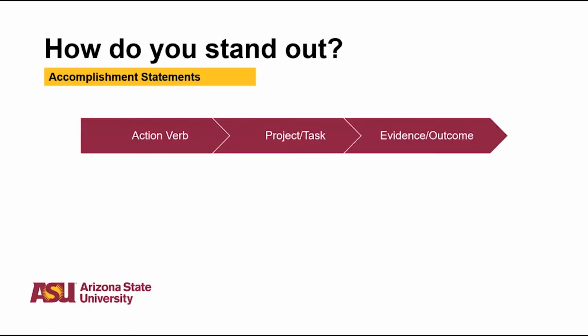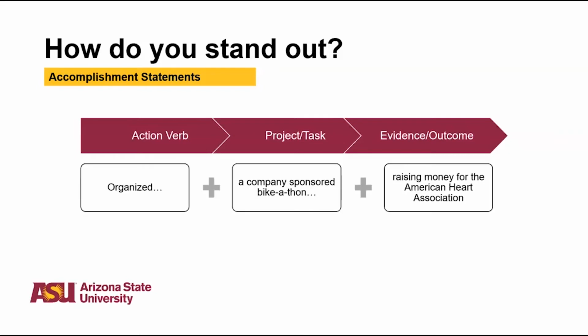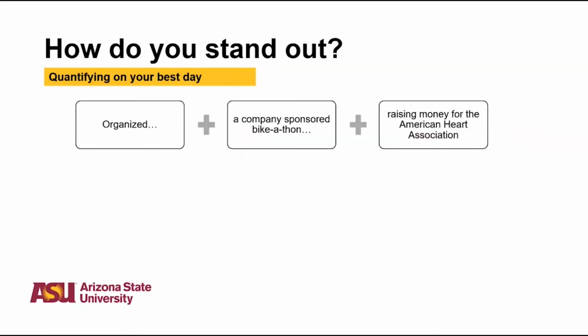So first, use accomplishment statements when you're describing your experiences. Accomplishment statements start with your action verb, then your project, and then the outcome. So for example, instead of saying something like organized events, you can say organized a company-sponsored bike-a-thon raising money for the AHA.